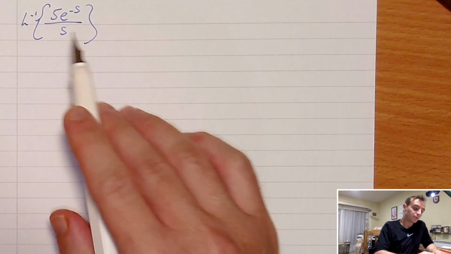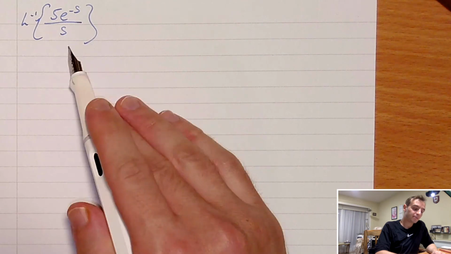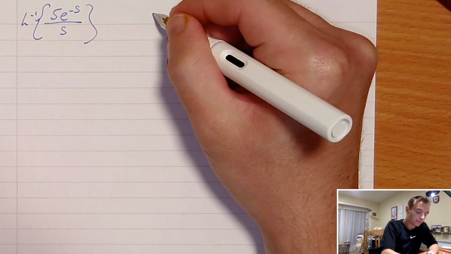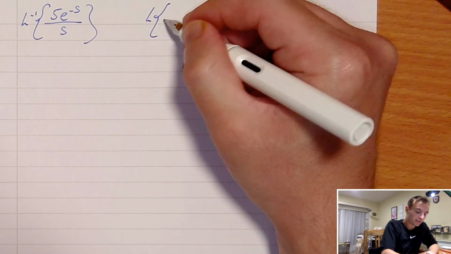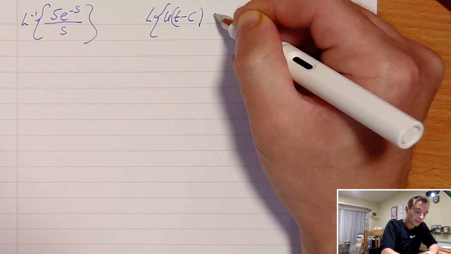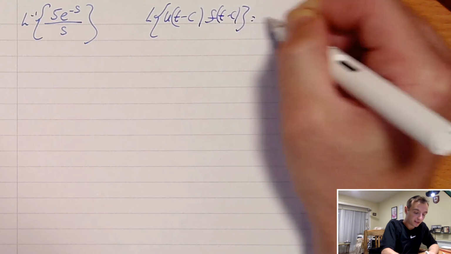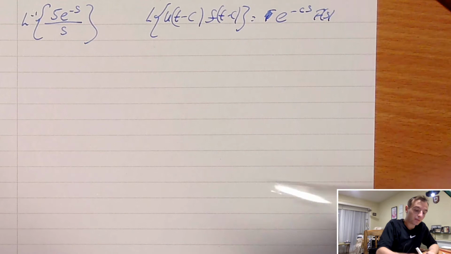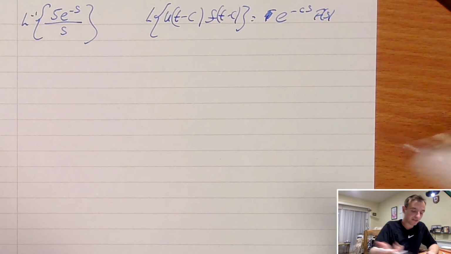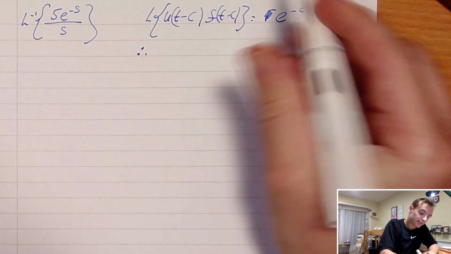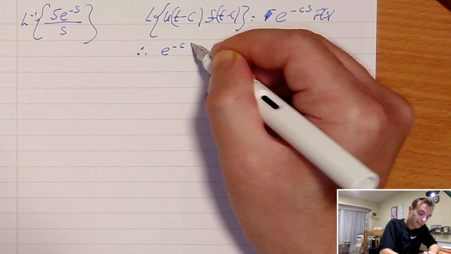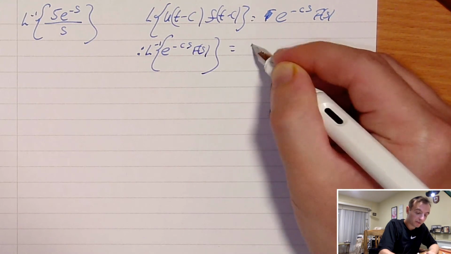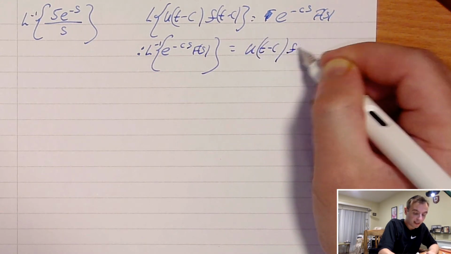Okay, now let's have a look at another one. We've got an inverse Laplace transform of 5e to the minus s on s. So again, e to the minus cs. It's very annoying having to write this out every time, but I'm going to do it. u(t minus c) f(t minus c) equals e to the minus cs F(s), providing that the Laplace of f(t) is F(s). So we can say that the inverse transform of e to the minus cs F(s) is just going to be u(t minus c) f(t minus c).